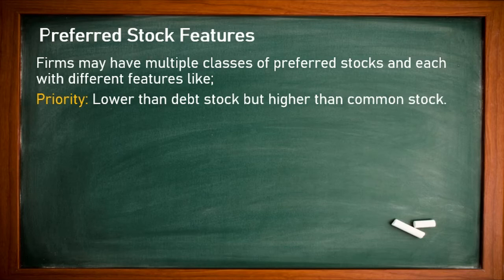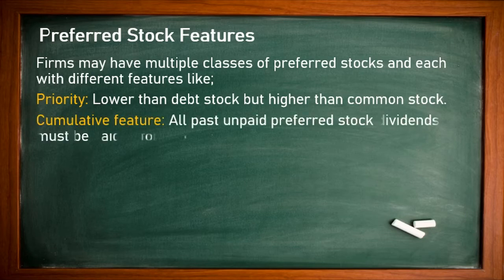Let's carry on with the basis of priority. Preferred stock is lower than debt but higher than common stock. What is the meaning of lower than? It means that in any situation, the first payment goes to the debt holders, then the preferred stockholders, and then common. So preferred stockholders are in between debt and common stock. This is the priority level among all stocks.